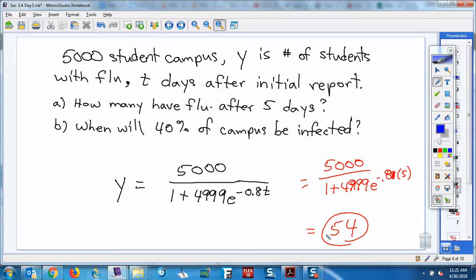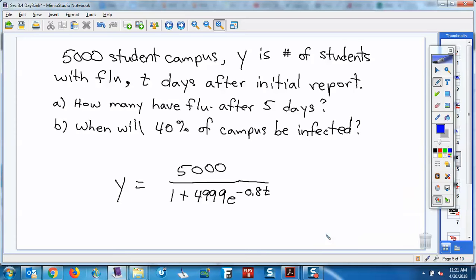Okay. All right. Now, this particular college, if their rule is if 40% of the student body gets sick, they will cancel classes. Okay? So how long will it take for 40% of the population to be infected? Do that. You can help each other out a little bit if you want to. Ask around.